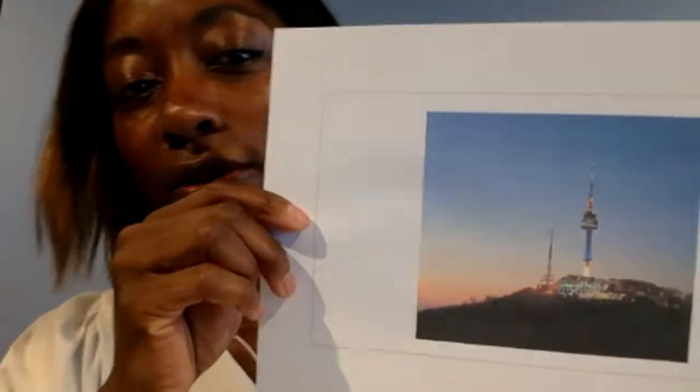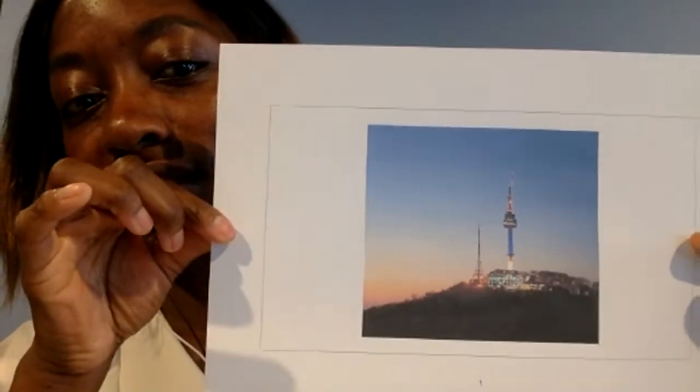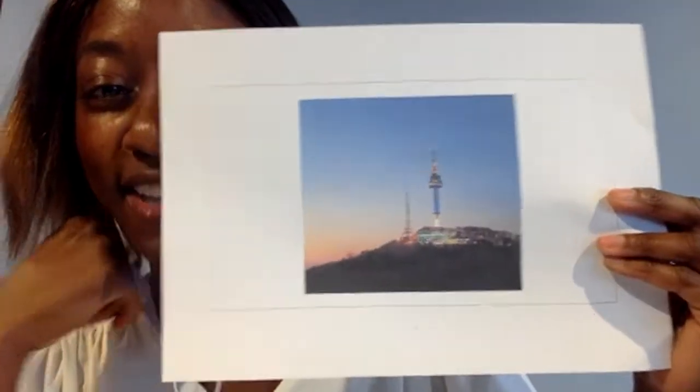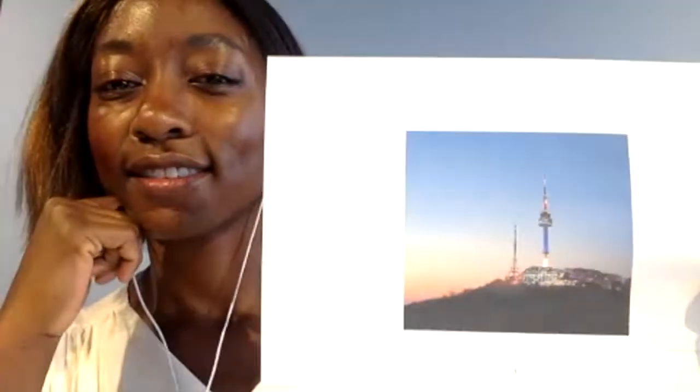What about this tower? What's this tower? This is the Namsan Tower. We don't usually say the Namsan Tower, right? Namsan. Why do you think that is?